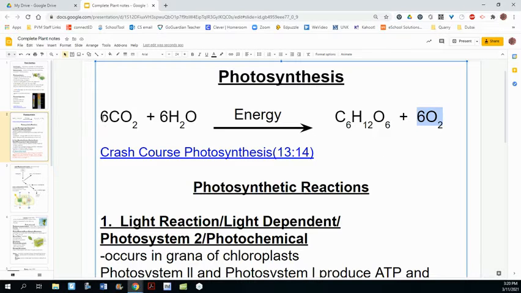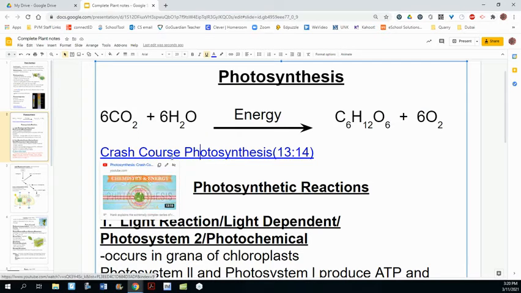The coefficients, the sixes, are relevant, and you should know them. There's a video here that links to a crash course on photosynthesis. Highly recommend that you watch it, but make sure that you've taken the time to read through your notes, because he does go into a little more detail than we need.